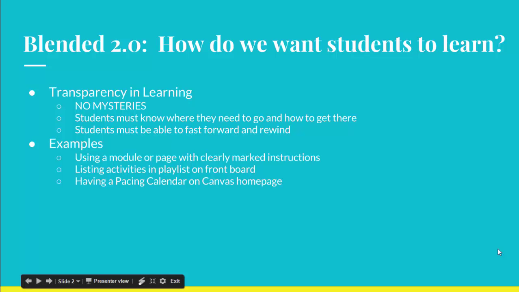The first key aspect of blended learning using playlists is making sure we are transparent in our instruction and the student's learning. We do not want to have any mysteries as to what's going on in our classroom and how we achieve objectives. Students need to know where they are currently, where they are headed, and how they need to go about getting there. Students also need to have the versatility to either move at an accelerated rate or also to slow down or move backwards when there's a concept that they are struggling with.